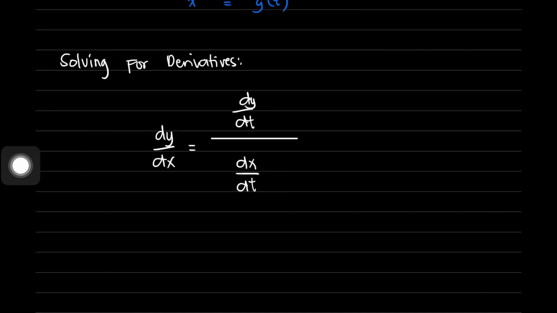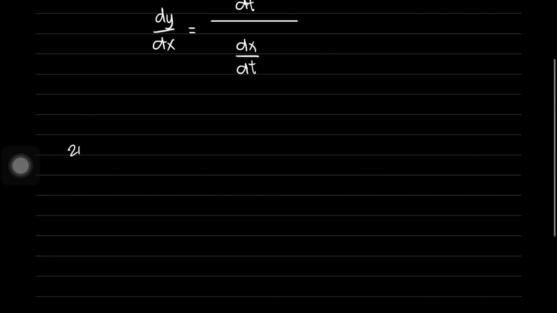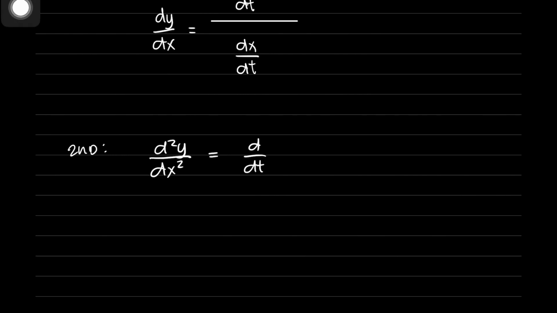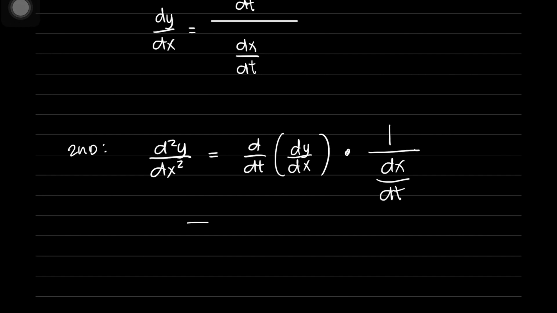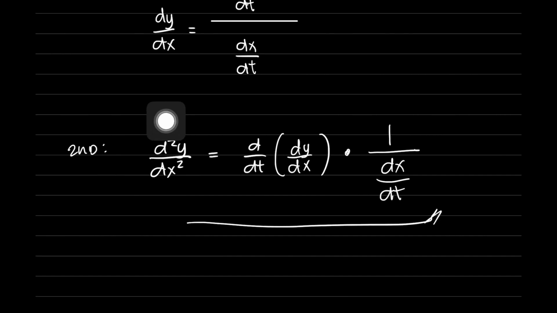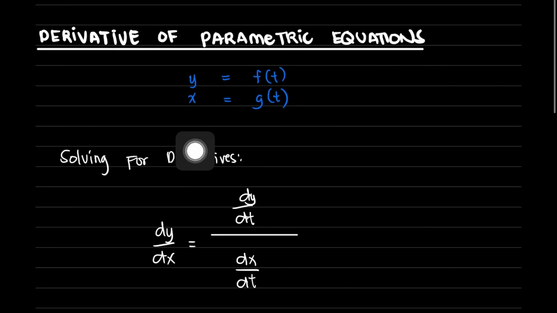So how about if we are going to solve for the second derivative? For the second derivative, we're simply going to solve for d squared y over dx squared. We're going to solve for the derivative with respect to t of this dy over dx, and we're going to multiply the result with the reciprocal of dx over dt. So this is the formula when we are going to solve for the second derivative of a given parametric equation.